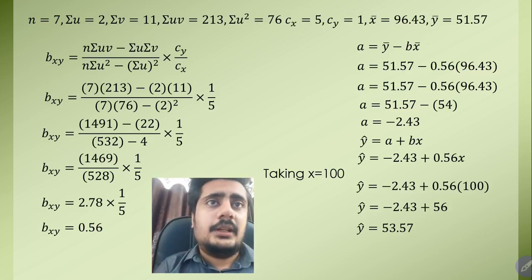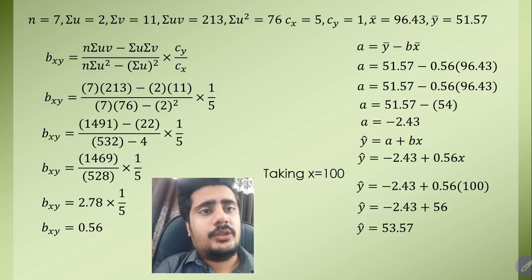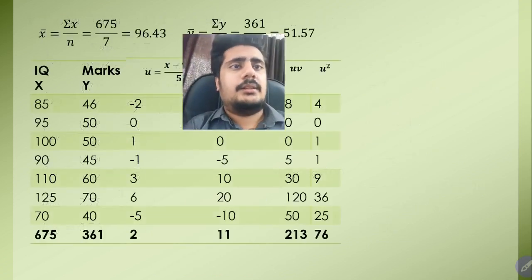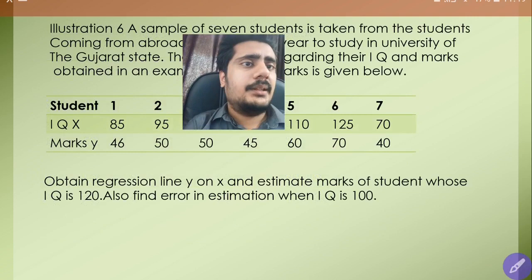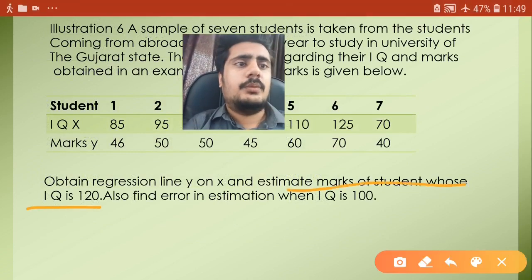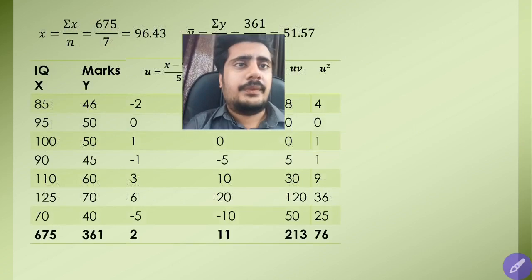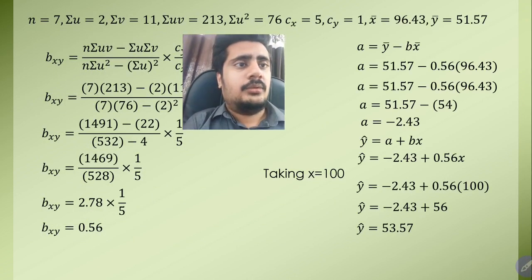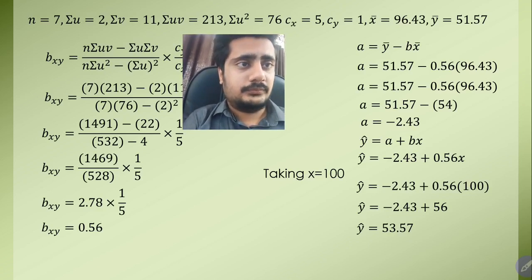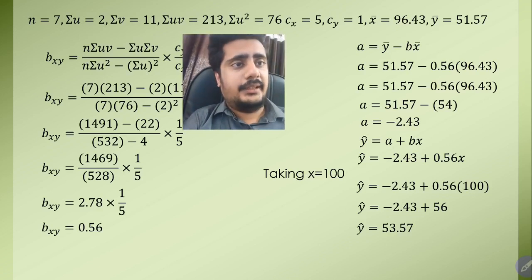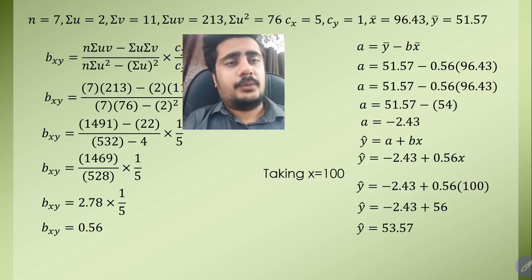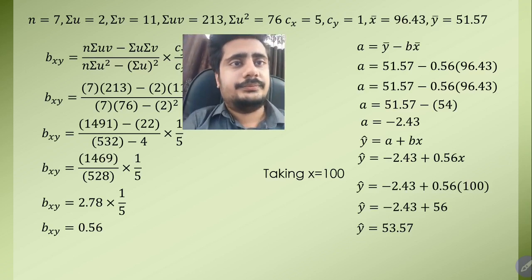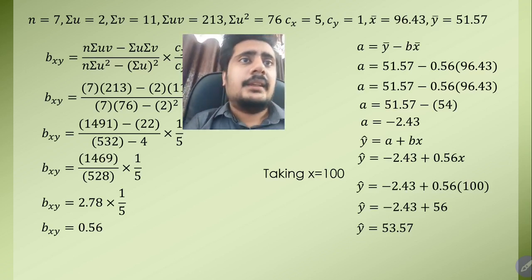Now one question you have to solve yourself. Which question, sir? One question was asked: estimate the marks whose IQ is 120. So when x is 120, what is y cap? That particular point you have to find on your own. I have not mentioned it here purposely. So take x as 120, put it in the formula of y cap, and then find the y cap. So that is your small additional homework. Got it?